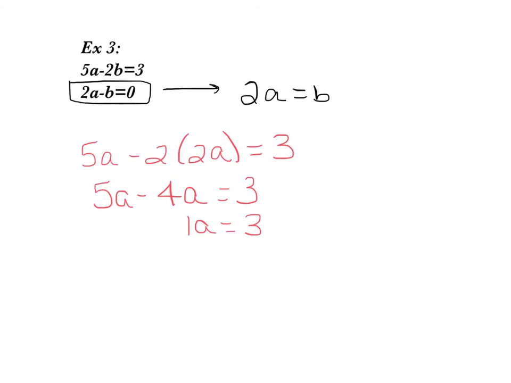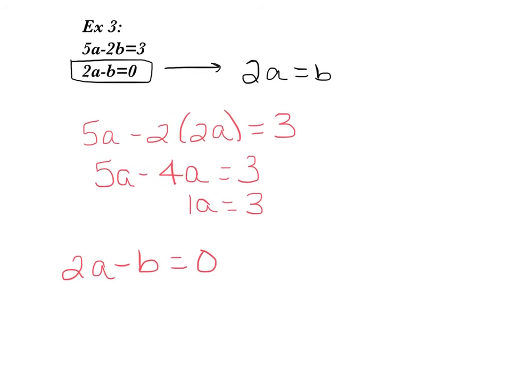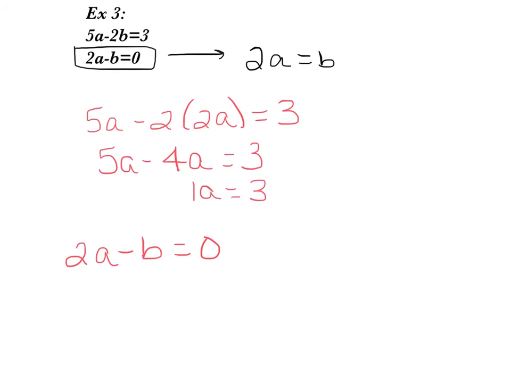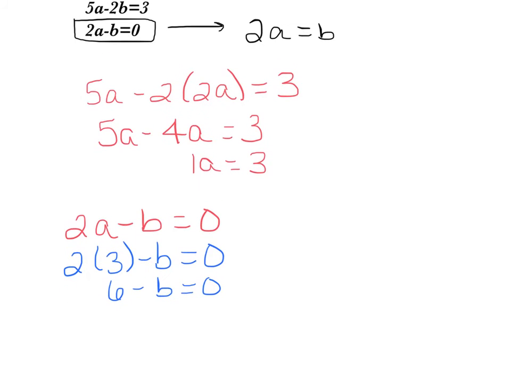But now we have to solve for b. I'm going to plug it back into 2a minus b equals 0. So let's solve for b. 2 times 3 minus b is going to equal 0. So 6 minus b equals 0. That means that 6 is going to have to equal b.